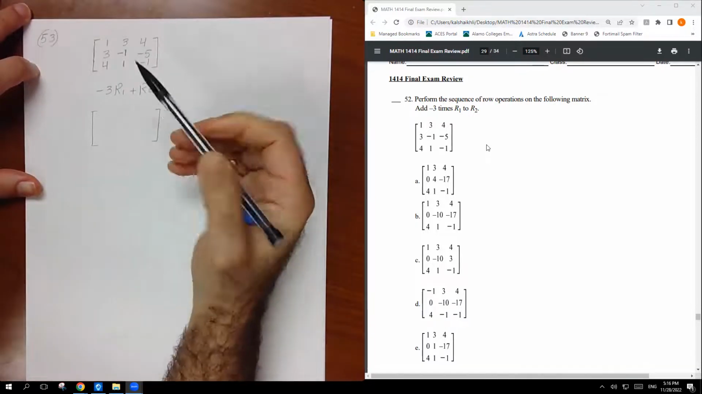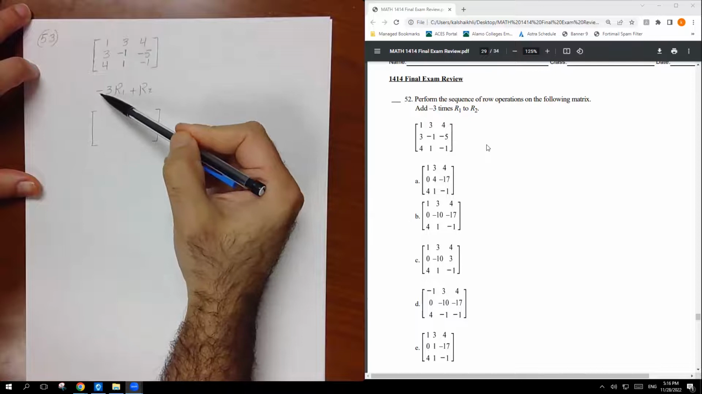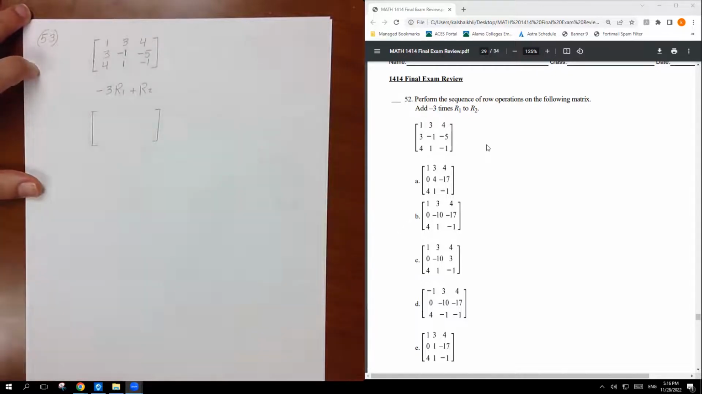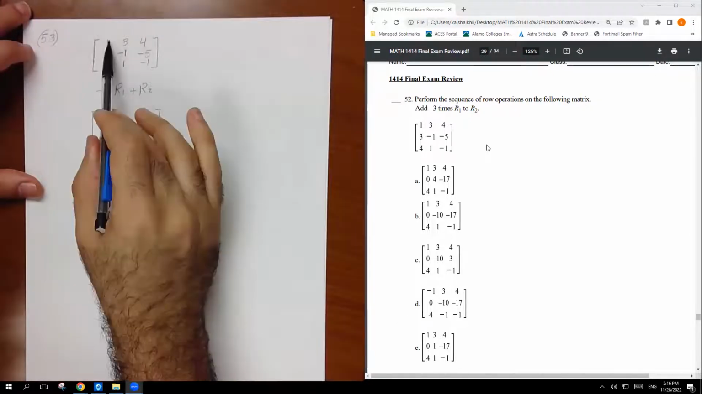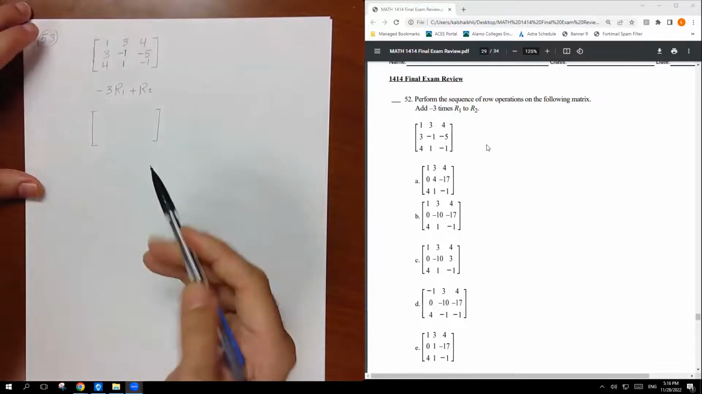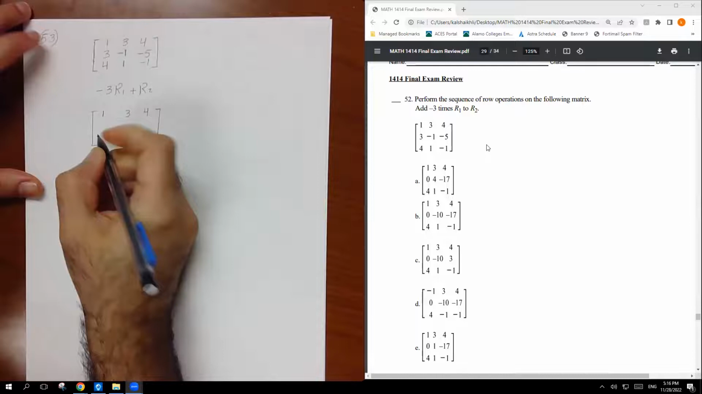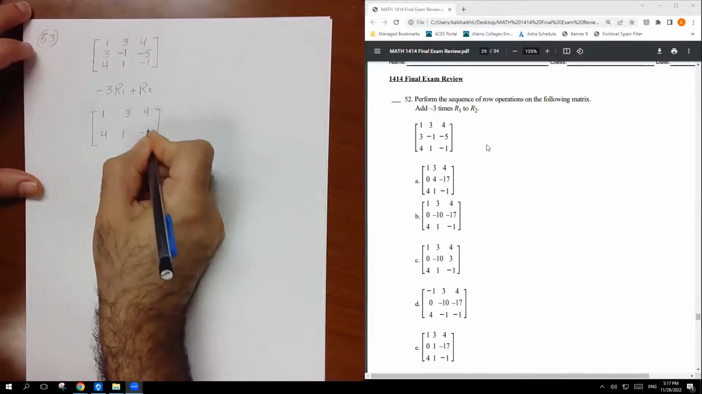We're going to multiply -3 times R1 and add it to R2. So the result is going to be in the second row, because we're going to multiply all -3 times R1 and add it to R2. That means here is 1, 3, and 4. And here is 4, 1, and -1.